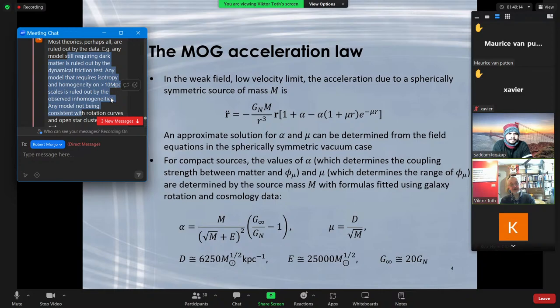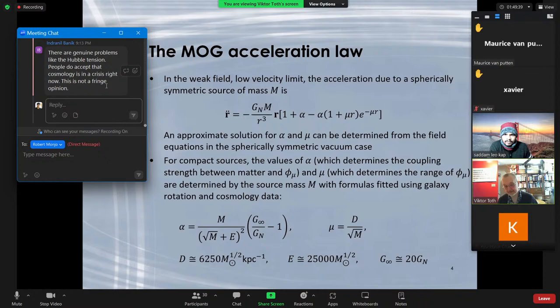The acceleration law that you see on this slide is when we apply the MOP theory to essentially the static vacuum spherically symmetric case. So in this case, the gravitational constant ends up being strictly dependent on the central mass. So alpha is basically a characteristic of that system that is a function of its mass. So there's no time dependence here.